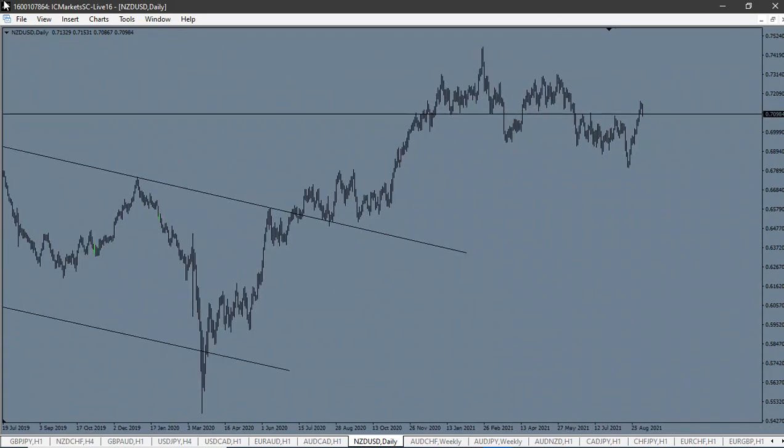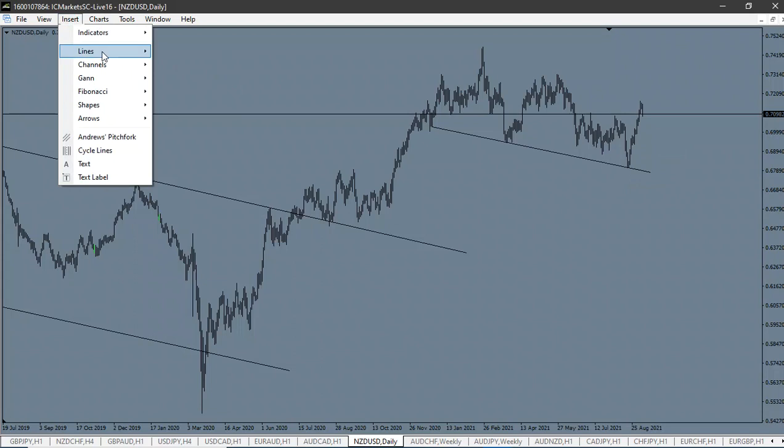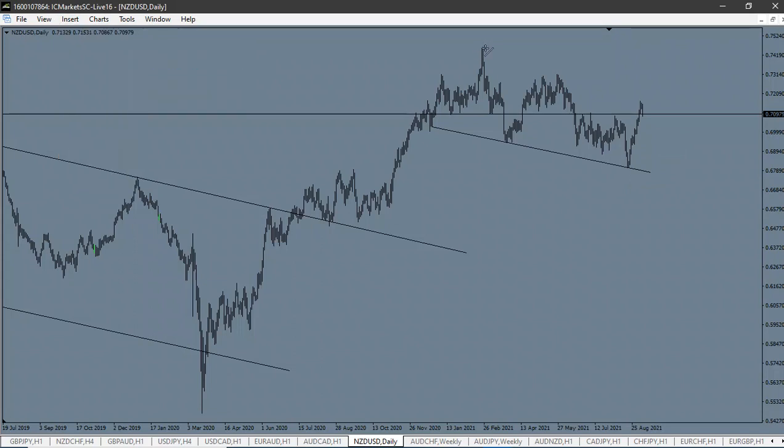In the daily frame, we can see that we have the support trend line right here. We call it support because every time it bounces here, it goes up. Every time it bounces here, it goes up. So it bounced here and went up. And on the upside, we have a resistance trend line.